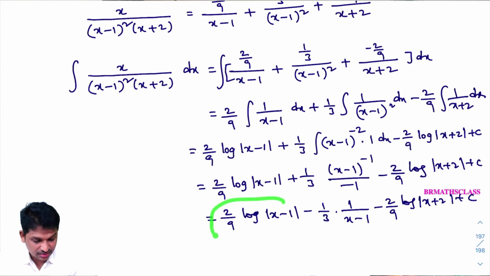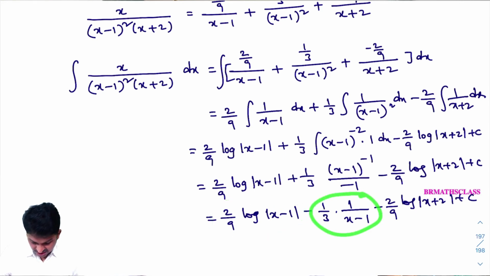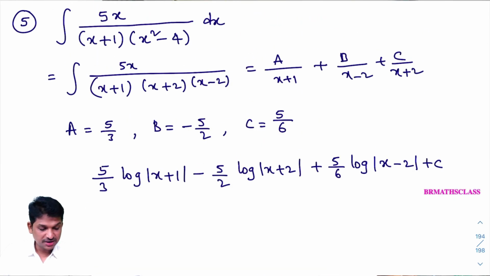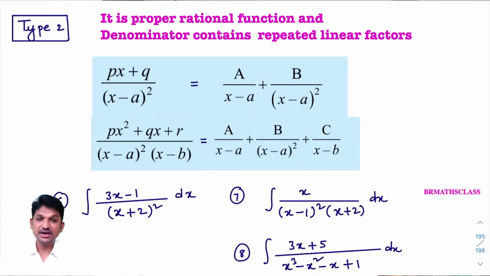Let me check the answer. What we got for this: 2 by 9 into log mod x minus 1, minus 1 by 3 into 1 divided by x minus 1, minus 2 by 9 into log mod x plus 2 plus c. Yes, I hope you are understanding. We are doing integration by using partial fractions, in that type 2 problems. What are type 2 problems? The given function is a proper rational function and the denominator contains repeated linear factors.